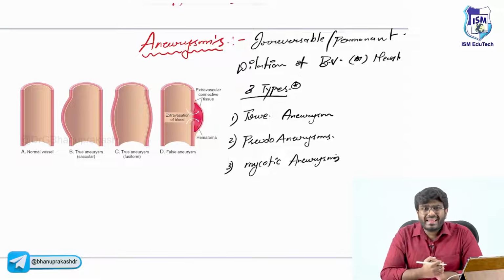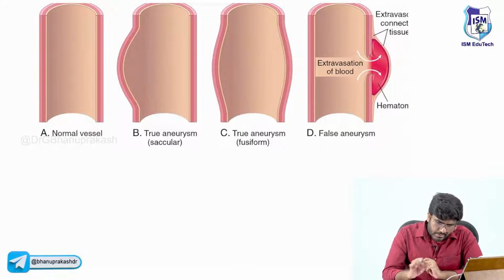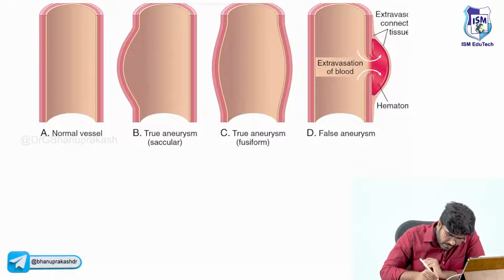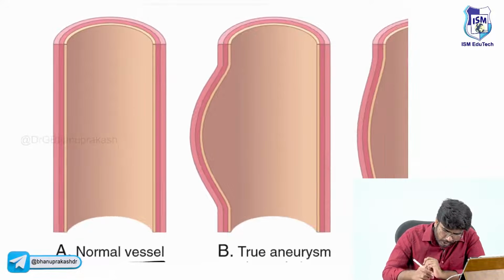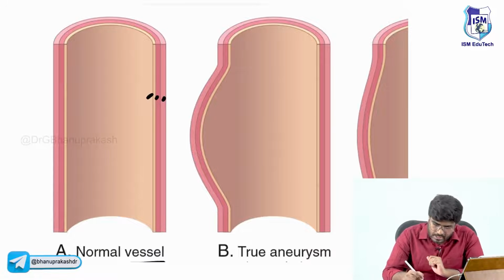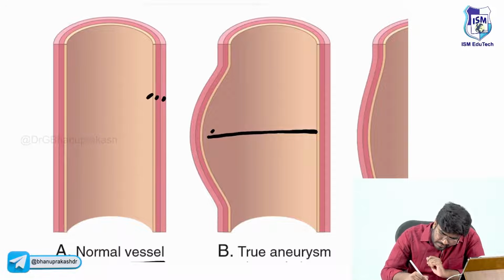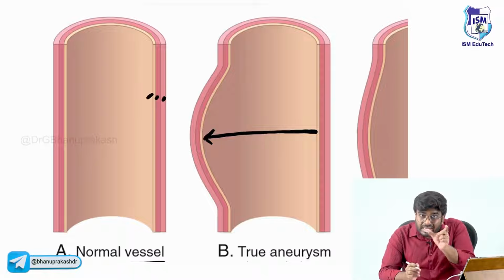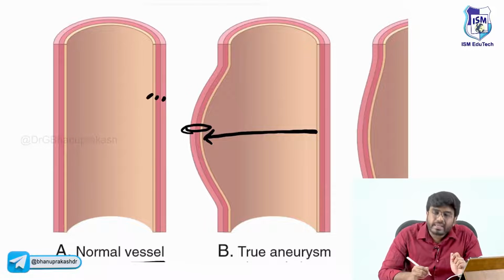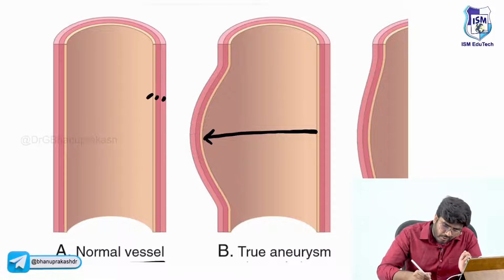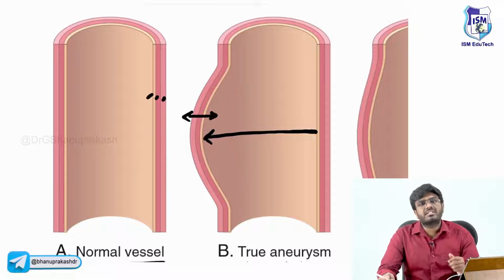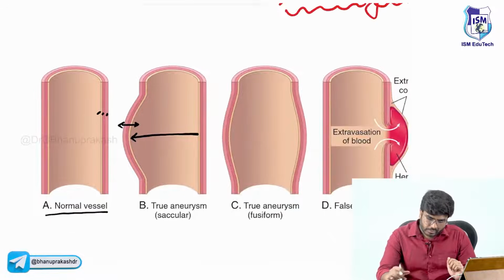Now you can ask me what exactly is a true aneurysm. Here this is a normal blood vessel. You know there are 3 layers in a normal blood vessel: tunica intima, tunica media, tunica adventitia. Now here you can clearly see the blood vessel is dilated. In this dilation process, all the 3 layers are involved. As all 3 layers are involved, it is called a true aneurysm.